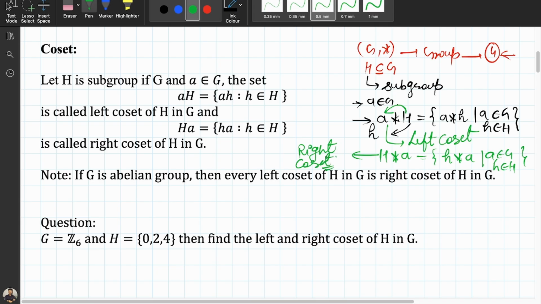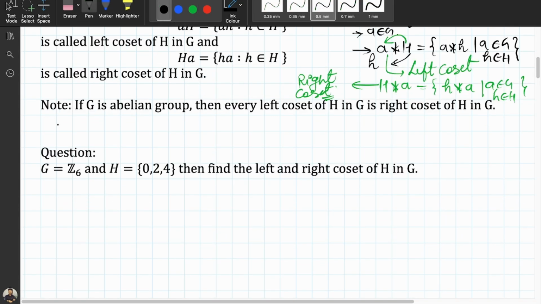There are two types of coset. The first one is the left coset, another one is the right coset. The thing is just from where I'm operating a with H. If I write like this, it is a left coset. If I write like this, it is a right coset. So these are the cosets.